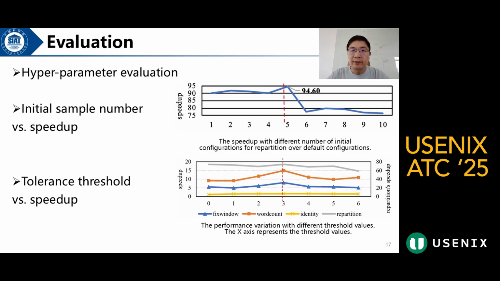We also evaluate the hyperparameters of the system using the repartition program. The top figure is the speedup with different numbers of initial configurations. We can see that when 5 initial configurations are used, the speedup is the highest. The bottom figure is the performance variation with different threshold values. We find that the ideal threshold value is 3.